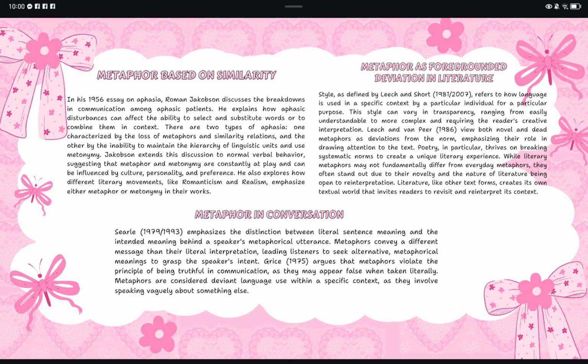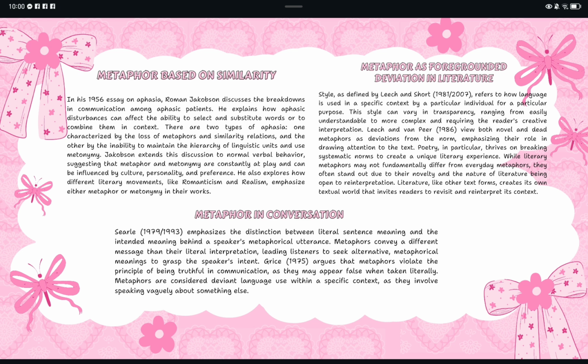Metaphors, whether novel or dead, serve as deviations from the norm and can draw attention to specific elements in the text, especially in poetry. These linguistic deviations contribute to the unique expressive qualities of literary language, which can be reread and reinterpreted due to its self-contained textual context. While analyzing style and literary effects, it's crucial to consider both the language itself and the context in which it is used, as the interaction influences the depth and richness of meaning in literary works.